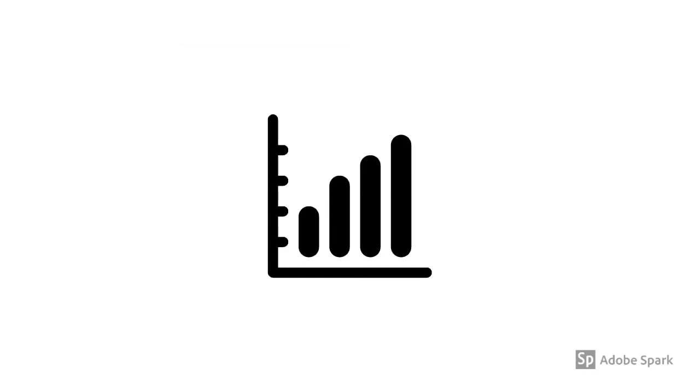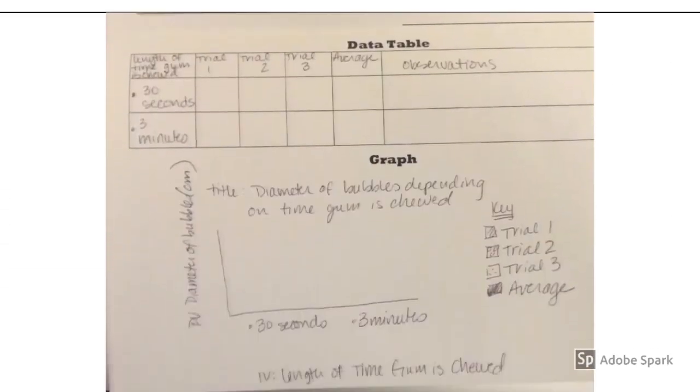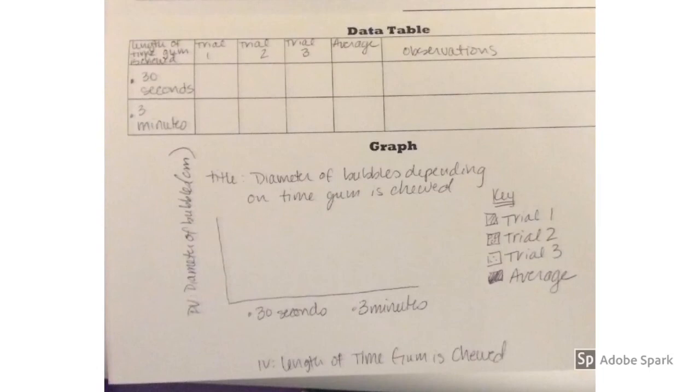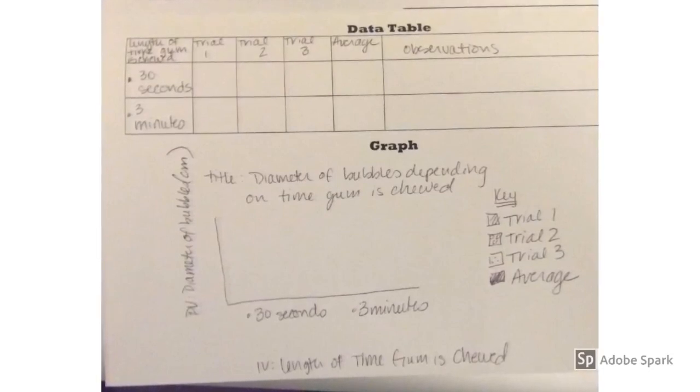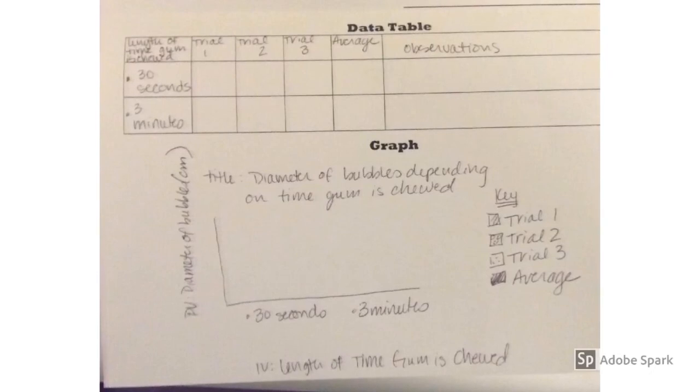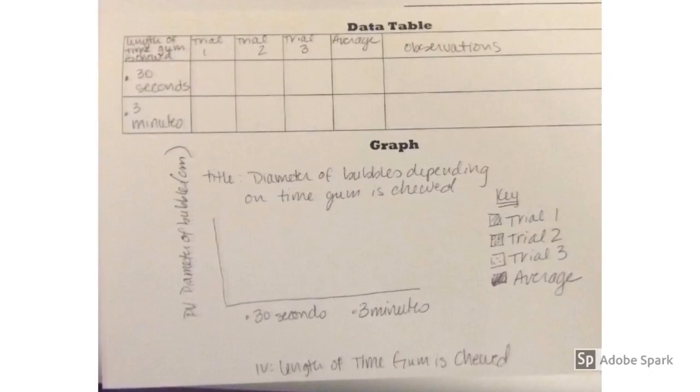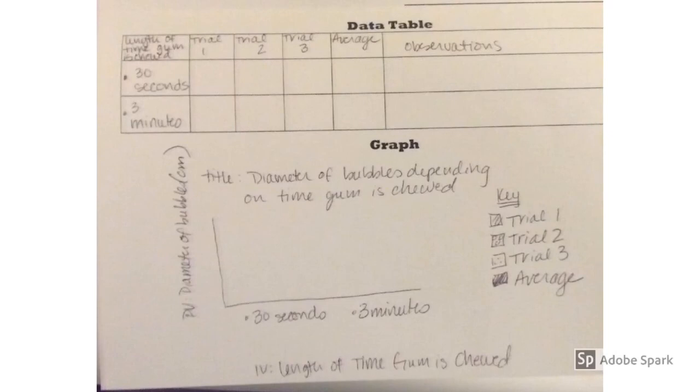Finally, let's prepare the graph. The graph includes a boring title that includes the independent variable. The dependent variable is labeled on the y-axis, and the independent variable is labeled on the x-axis. Pause the video and set up the graph for the balloon and skewer experiment.